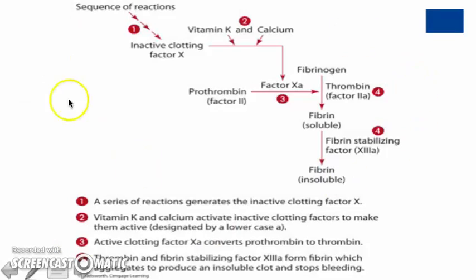So we see here in this slide the series of reactions needed to eventually produce fibrin involved in the process of blood clotting. There is a sequence of reactions that lead to the production of what's called inactive clotting factor X. Vitamin K, and then after the activity of vitamin K in carboxylation, calcium can also bind. So when we see the involvement of vitamin K and calcium, we see the conversion of clotting factor X from being inactive to active.